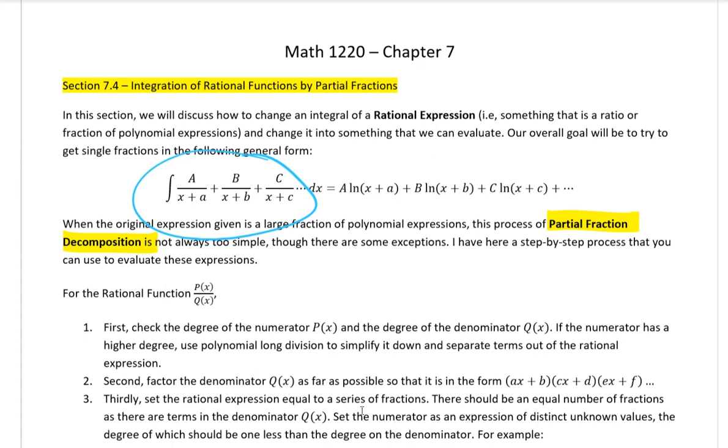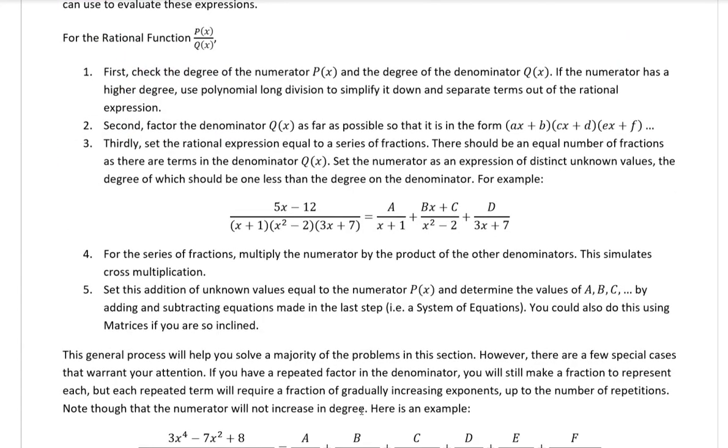To help with that, I have basically a 5-step process that you're mainly going to follow in order to get to this. First, if we have p over q, just a simple rational function, we're going to check the degree of the numerator. If the degree of the numerator is larger than the degree of the denominator, then what we're going to do is use polynomial long division to simplify it down and separate out the rational expression. We'll actually have an example of this. So basically just check real quick that the numerator isn't bigger or equal to the denominator. If it is, then you can use polynomial long division to simplify some of it out.